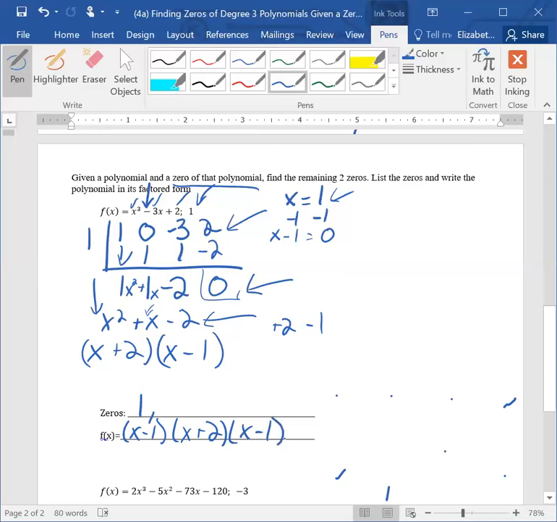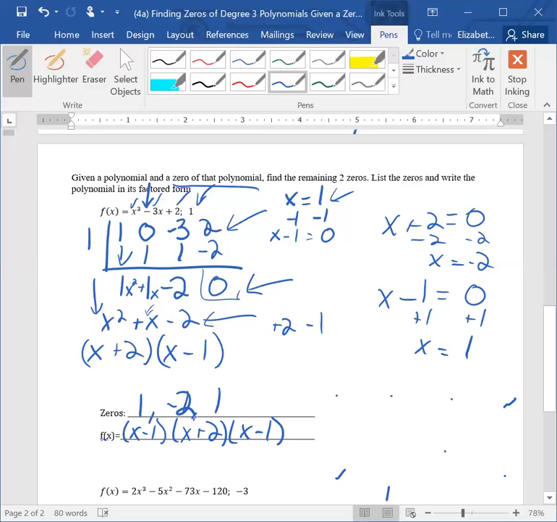All right, then set each of these pieces equal to 0 so we can find out what our other two zeros are. Why did I write a 3? That should be a 1. All right, so x plus 2 equals 0, x minus 1 equals 0. Subtract 2 from both sides, so x equals negative 2. Add 1 to both sides, x equals 1. So my zeros are negative 2, 2, and 1.